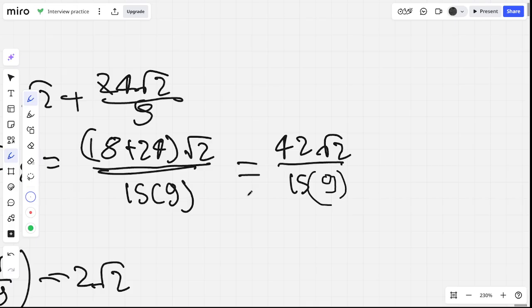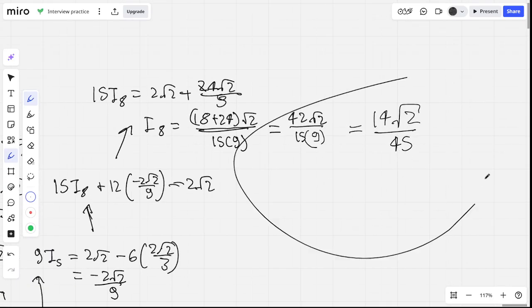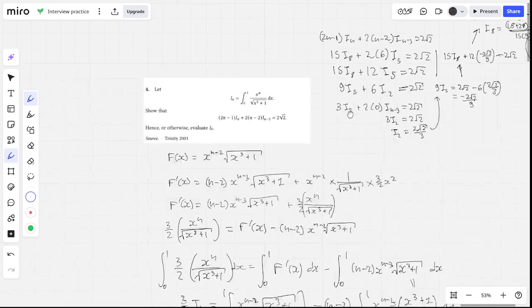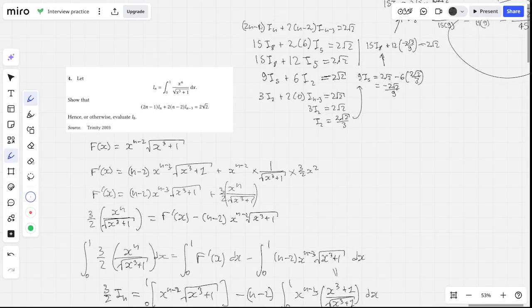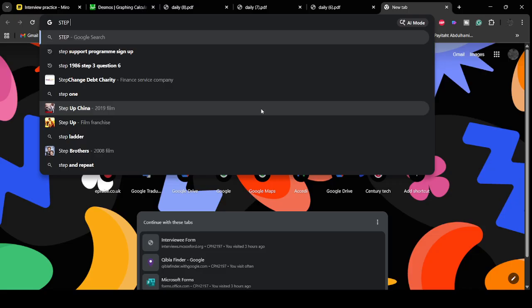And this should simplify to 14 root 2 over 45. And that's my final answer. This one here was a very nice question. I really enjoyed it. But that's just to show what the step question I was referring to was.